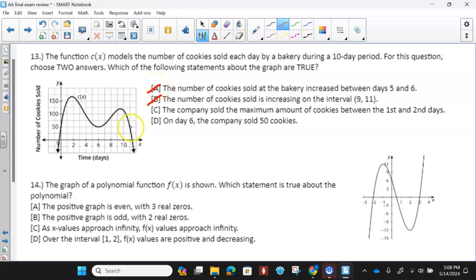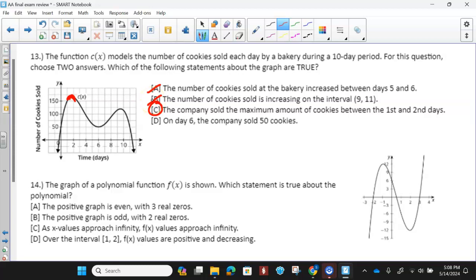So now let's go to C. The company sold the maximum amount of cookies between the first and second days. So here's our maximum. And where are we at? We are at about 1 to 2 days here. So this is our maximum. That's why the answer is C.